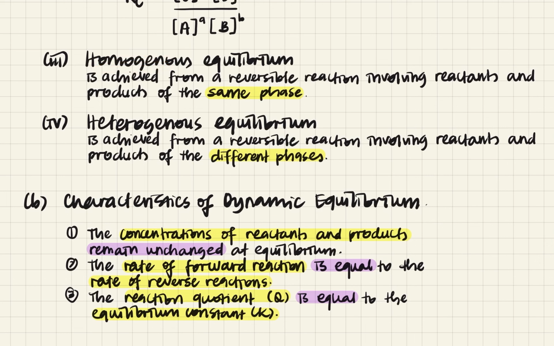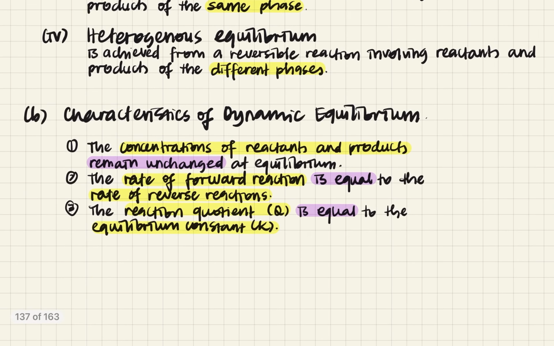Alright, so it's the whole sentence, bukannya bagi tahu same phase saja. Your reactants and products must be of the same phase. And heterogeneous equilibrium is achieved from a reversible reaction involving reactants and products of different phases.